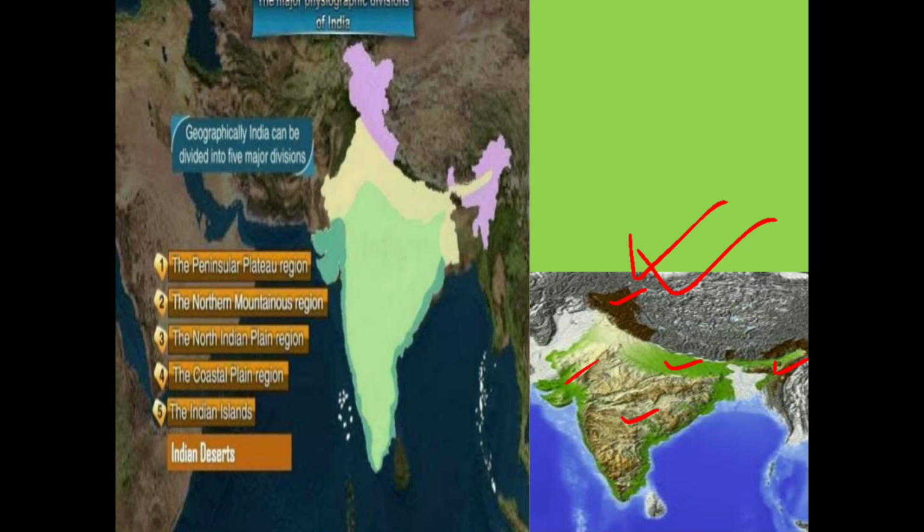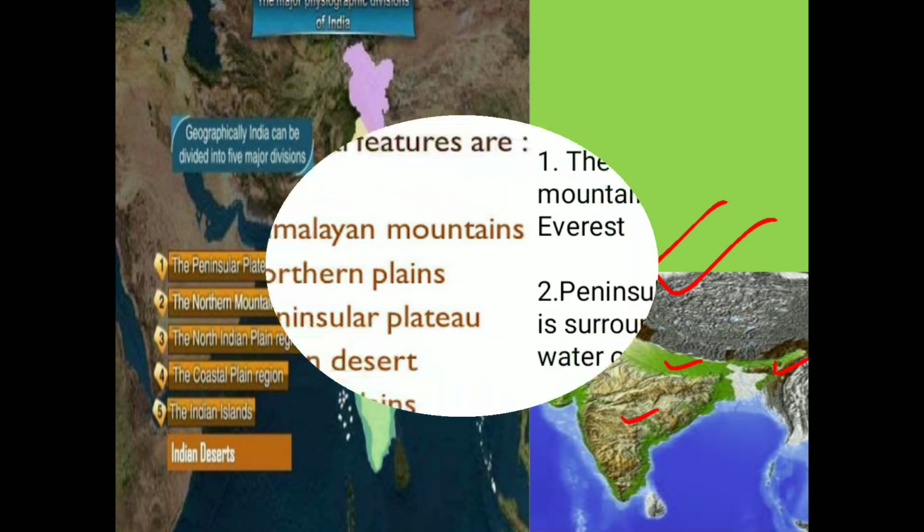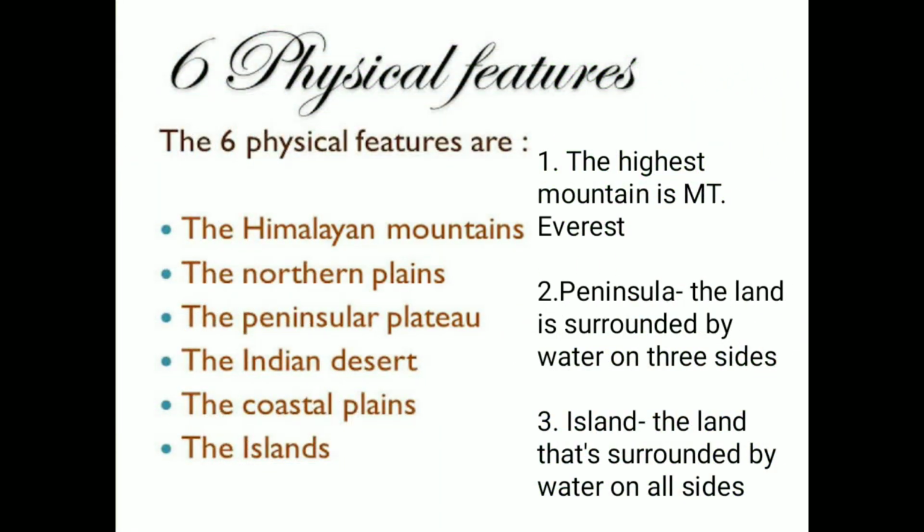Now you need to know about several landforms. Again, these are the major physical features. We need to know about 5 physical features. What are those 5 physical features?